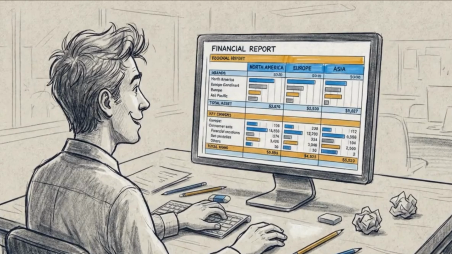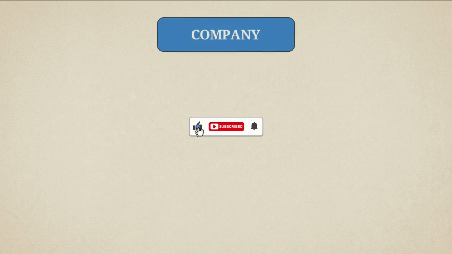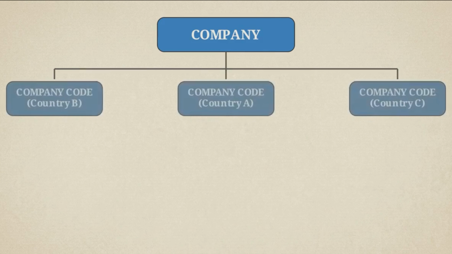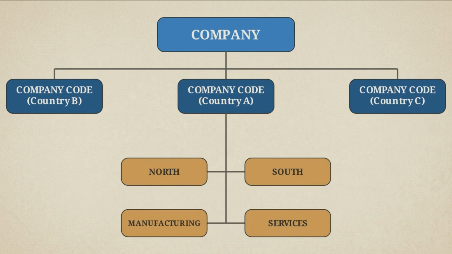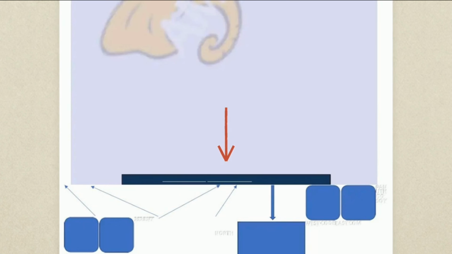financial reports. In SAP, a global enterprise is represented at the top level by the company, while its operations in individual countries are defined by company codes. To track specific segments within those countries, we move one level down the hierarchy to the business area. Take a look at this structural breakdown. A single company code can be divided into regional business areas like North, South, East, and West.